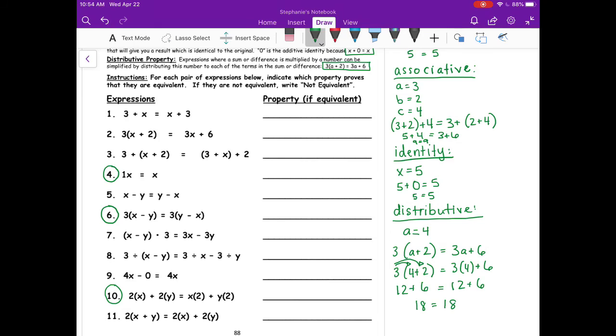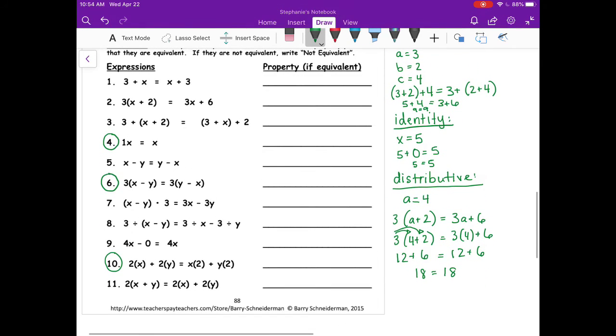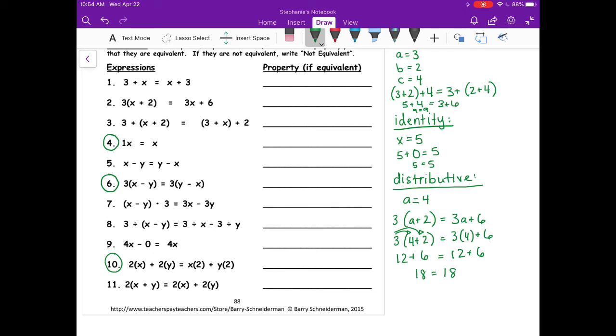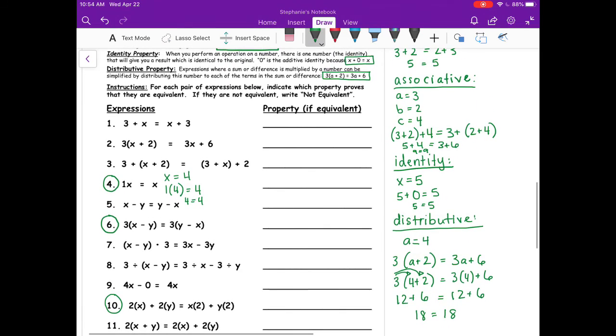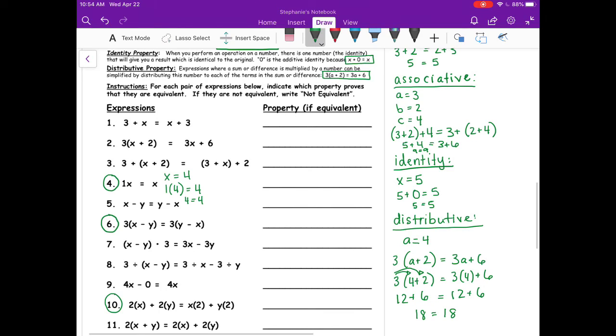Let's just look at 3 of these different problems here, and then you can do the rest on your own. Let's look at number 4. 1x equals x. To help myself figure this out, I'm going to create a number for x. X equals 4. So 1x equals x. 1 times 4 equals 4. 4 equals 4. Based on the properties above, I'm going to say this problem is using the identity property. So I'll go ahead and write identity on the line beside it.